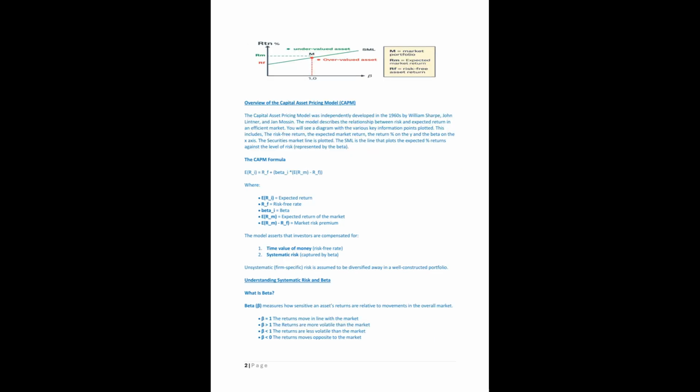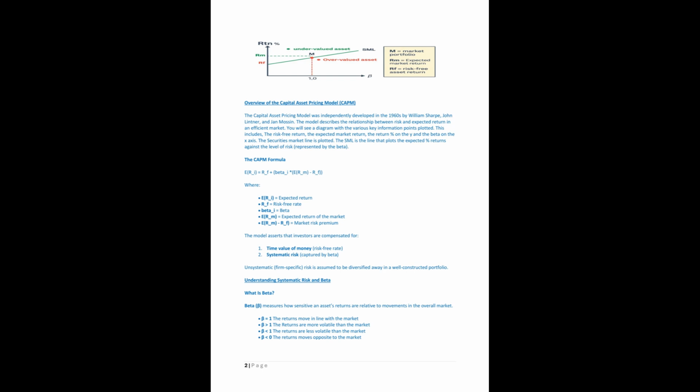The Capital Asset Pricing Model, or CAPM, was developed in the 1960s by Sharpe, Lintner, and Mossin to explain how expected returns relate to risk in an efficient market. The model uses a graph called the securities market line, which shows expected returns on the vertical axis and beta, a measure of risk, on the horizontal axis. The line starts at the risk-free rate and slopes upward, reflecting higher returns for higher risk.